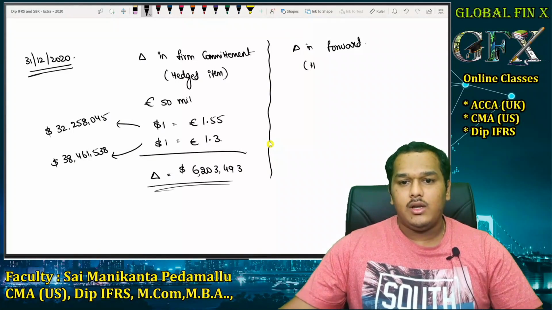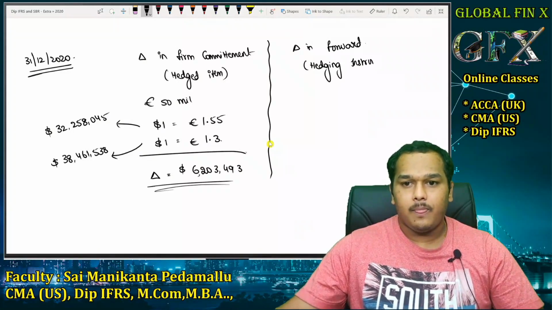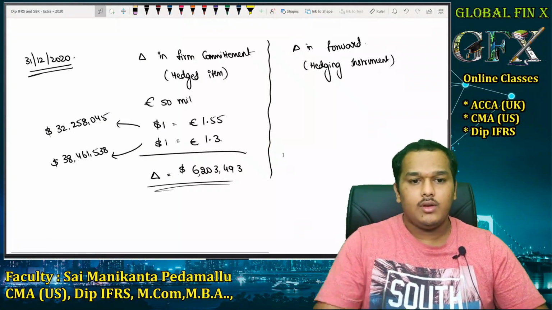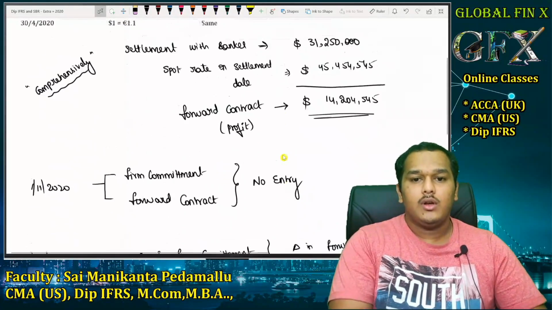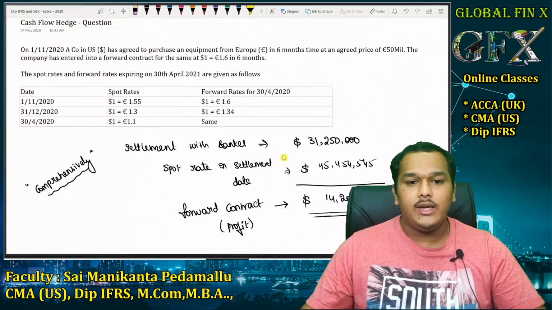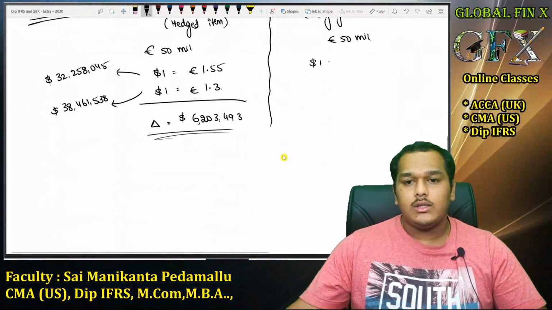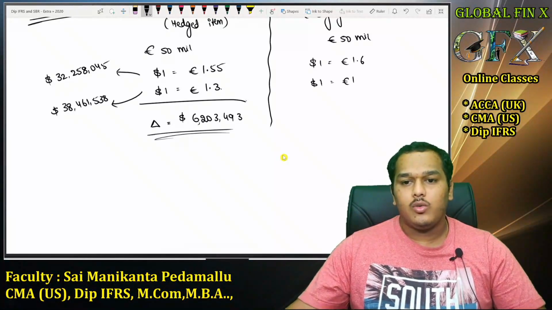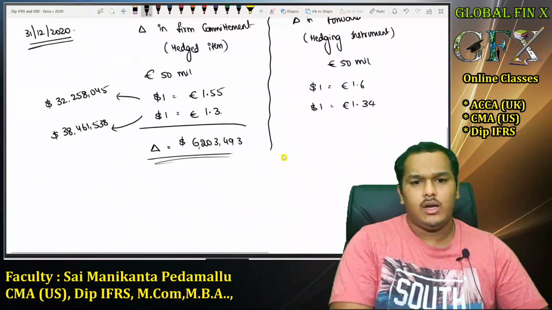This is for the hedging instrument, right? For 50 million euros, the forward rate that we entered into was 1.6 and at the reporting date it is 1.34. So $1 is equal to euro 1.6, and $1 is equal to euro 1.34.